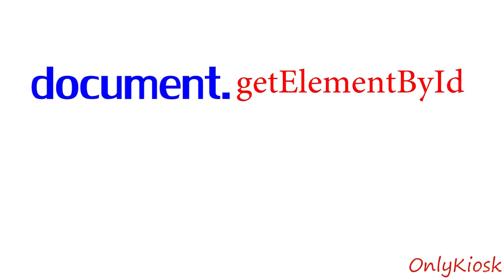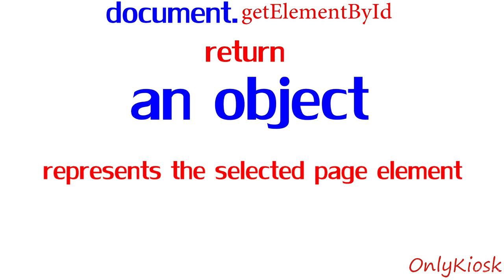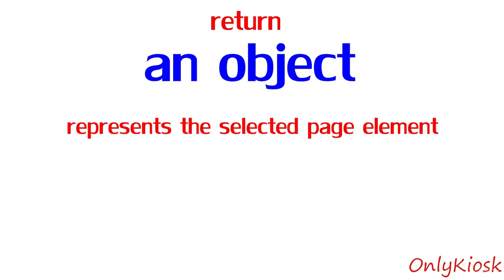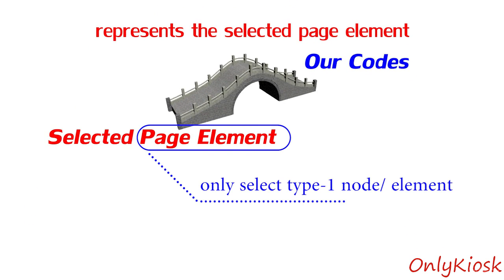The getElementById method will return an object. This object represents the selected page element. Just like the whole web page is represented by the document object, each page element is represented by its own object as well. That object is the bridge between us and the selected page element. Because of it, we can operate that selected element. Attention! Just like what its name is suggesting, the getElementById method only selects page element or type 1 node.